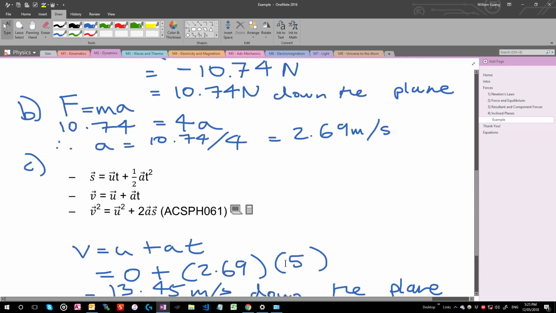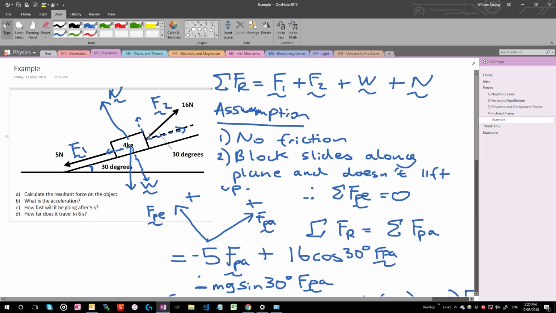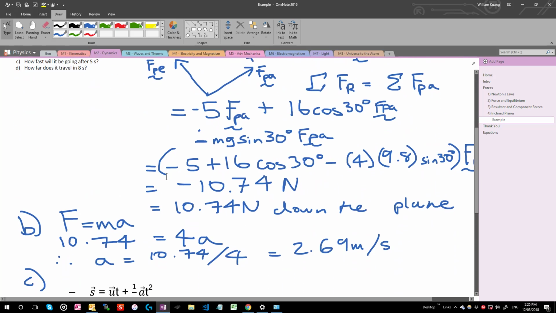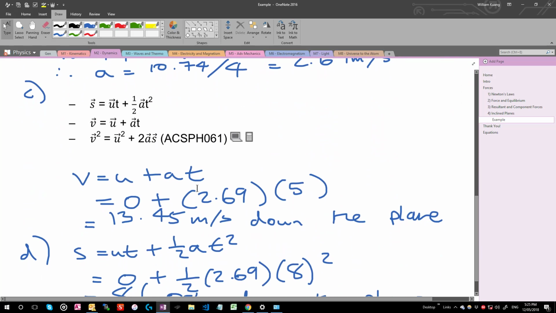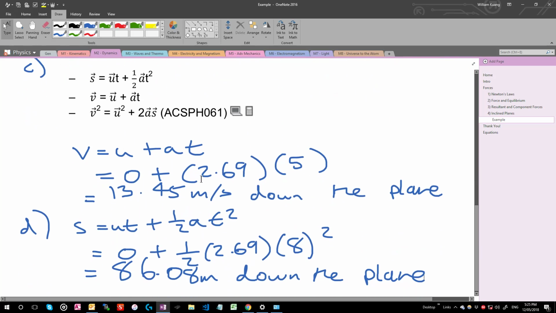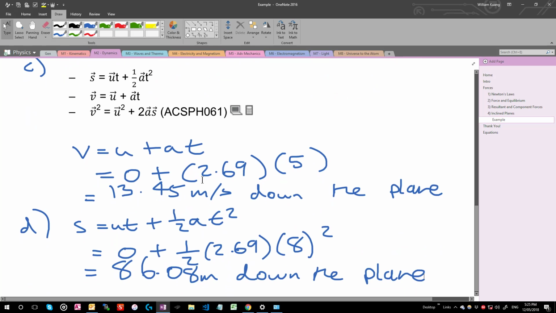All right, so that's quite far. And if you look at this example, you might actually think, because there's 16 newtons up this way, that this block would be dragged up. But the weight force actually contributes significantly to the down the plane force of this block. So overall, you have a 10.74 net force, and that contributes significantly to the acceleration and the displacement that you eventually get.